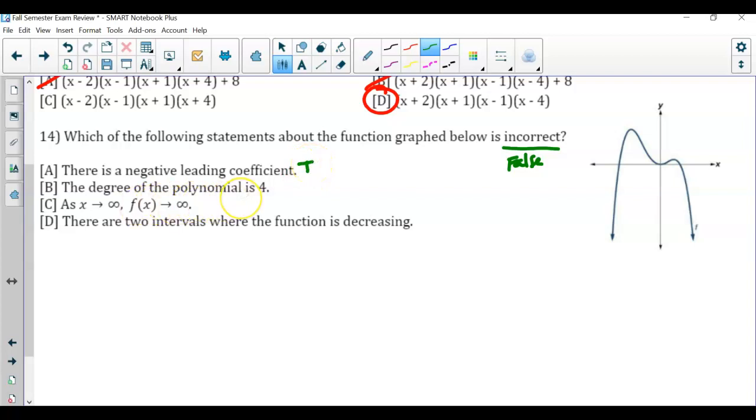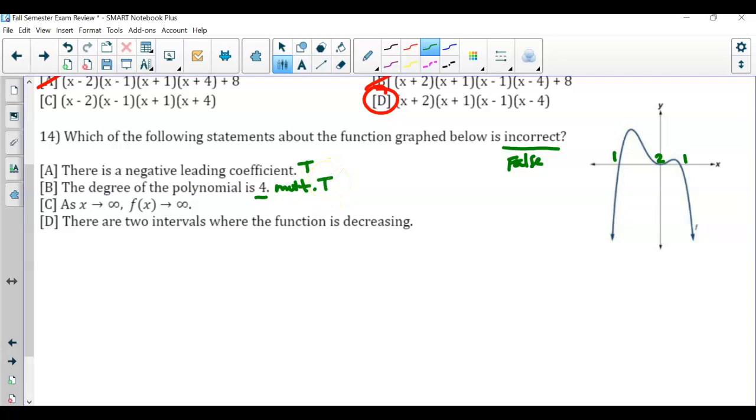The degree of the polynomial is 4. Remember, I'm going to look at the multiplicity to make sure they add up to 4, because that's your degree. Here a slice is 1, here a bounce is 2, and here another slice, which is 1. Notice how they add up to 4. So the degree is 4.